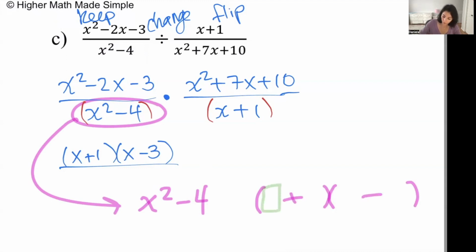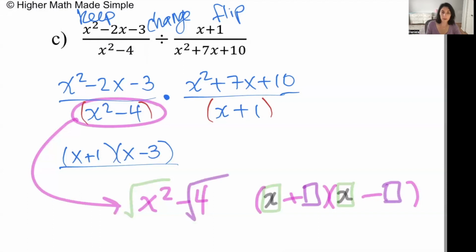Now, what goes in the first slot? It's always going to be the square root of the first term, right? So both of those terms are perfect squares. That's why we can do this. So the square root of x squared is x, right? And then what goes in that second spot? That's going to be the square root of the second term, right? Which is 2. Okay, done. So x +2 and x -2. So I'm going to erase that and now put that in that spot.